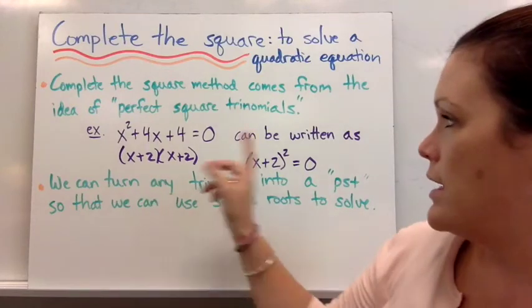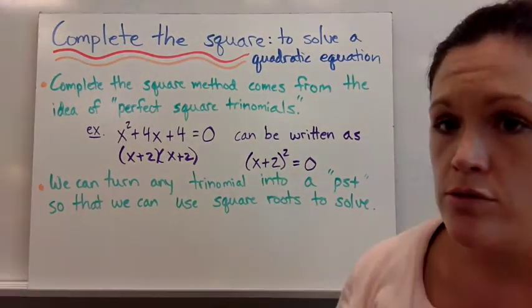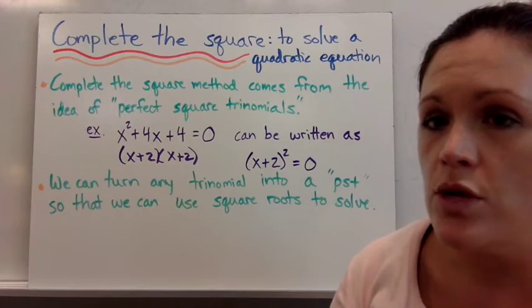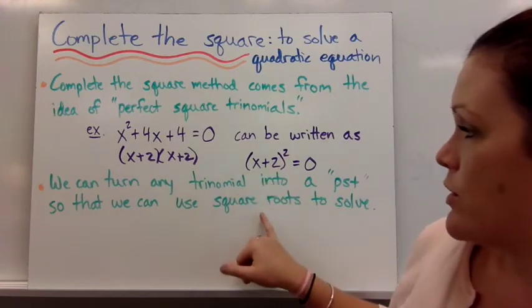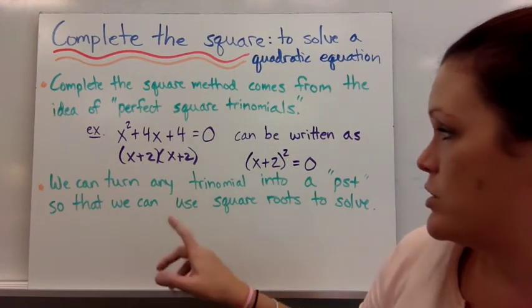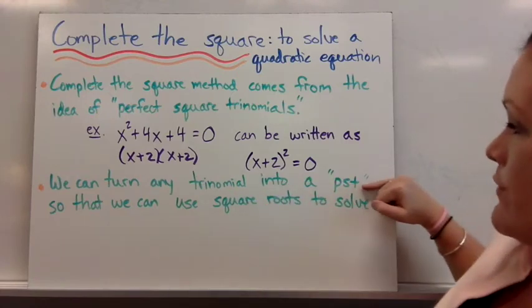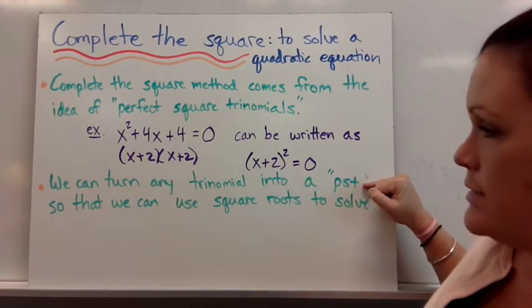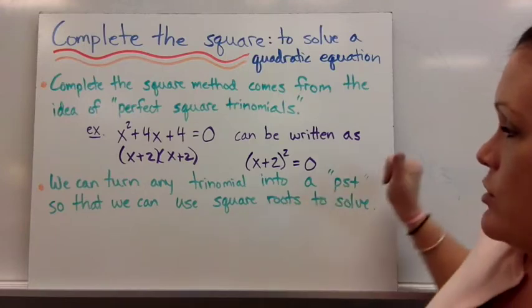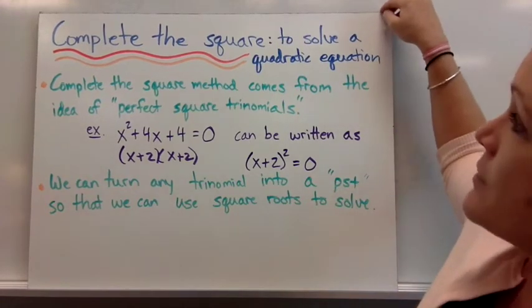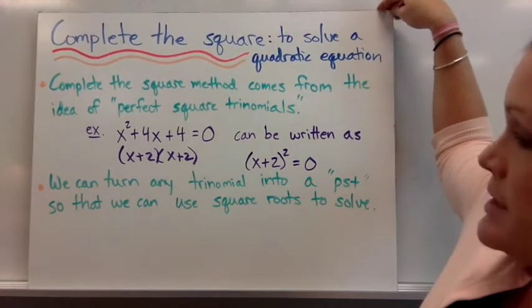So that simple idea helps us to rewrite any trinomial so that we could turn it into something squared and use square roots in order to solve it. We can turn any trinomial into a perfect square trinomial. I abbreviated it as PST so that we could use square roots to finish solving. So let's write down our steps and look at some examples.